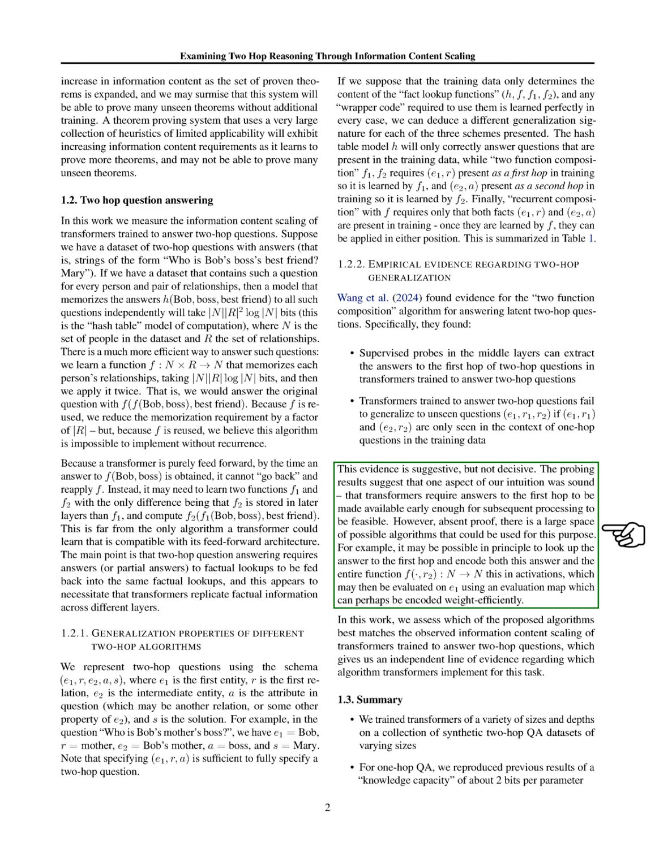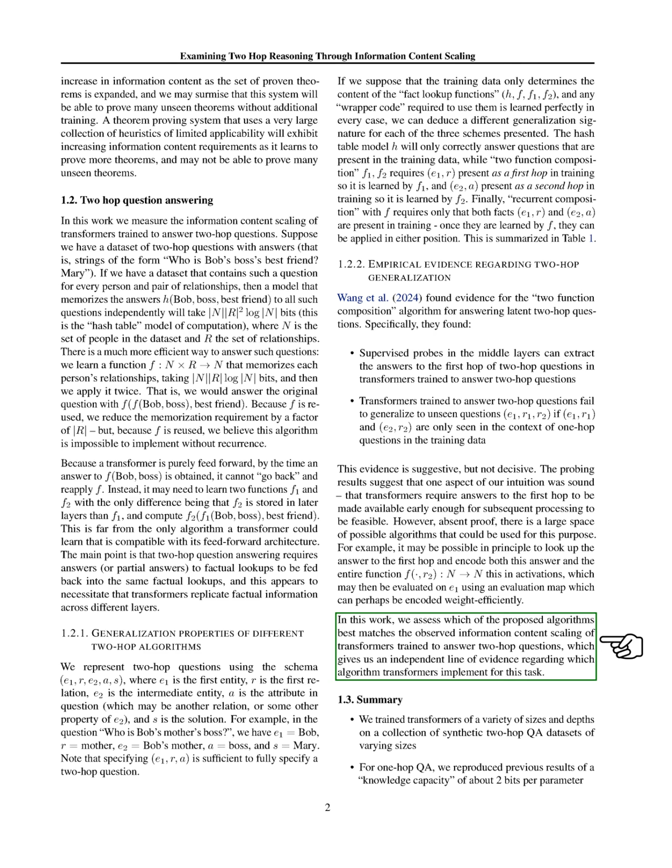It indicates that transformers need early access to first-hop answers for effective processing, but we acknowledge that there are many potential algorithms that could achieve this. In our work, we evaluate which proposed algorithm aligns best with the observed information scaling in transformers trained for two-hop questions, providing an independent line of evidence regarding the algorithms used.